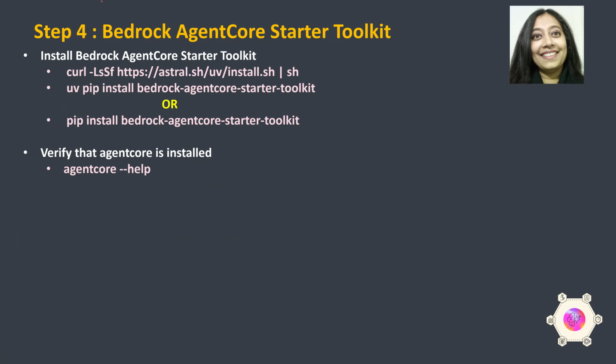Now we will go ahead and install Bedrock AgentCore Starter Toolkit. And these are the 2 commands that you should follow. And once we have installed it, we will use the help option to verify if AgentCore has been installed successfully or not. Please note that AgentCore does not have a hyphen version option. It does not have this option. Hence, we are using the help option.